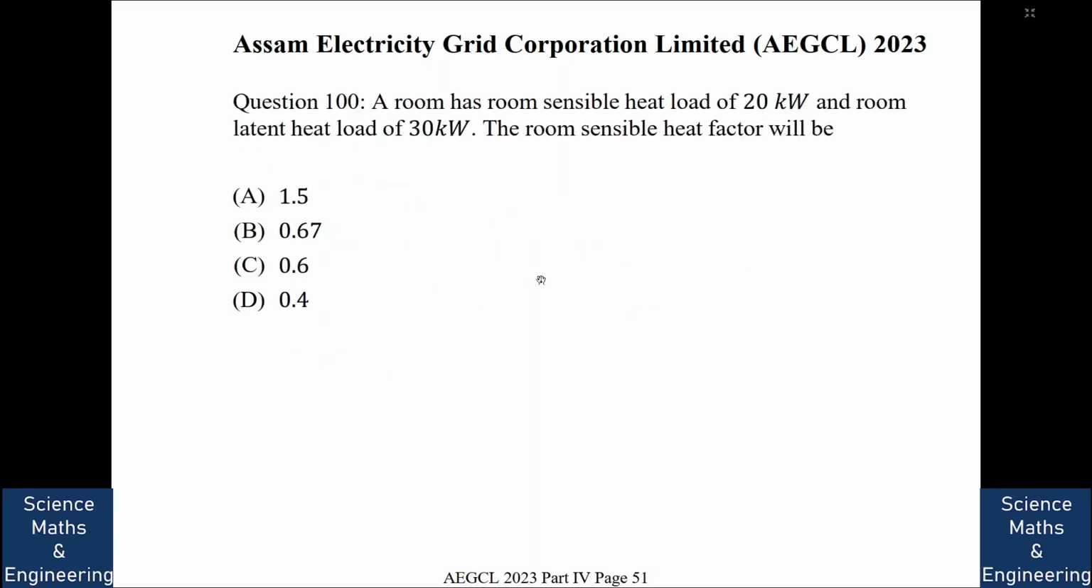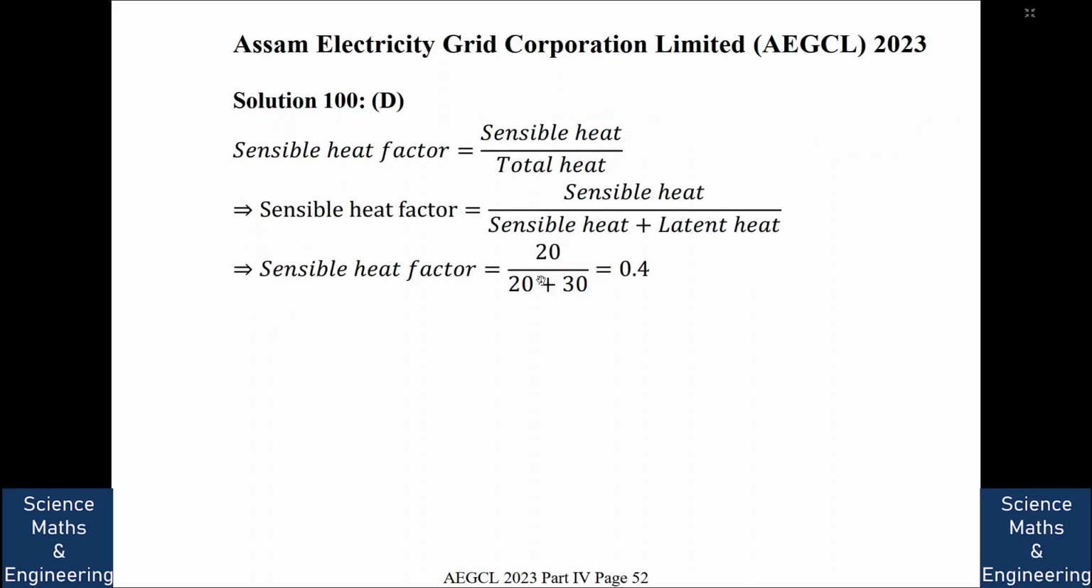So next question. A room has a room sensible heat load of 20 kilowatt and room latent heat of 30 kilowatt. The room sensible heat factor will be, so sensible heat factor is sensible heat divided by total heat. So it would be sensible heat divided by sensible heat plus latent heat. So sensible heat factor is equal to 20 by (20 plus 30), that is 20 by 50 or 0.4.